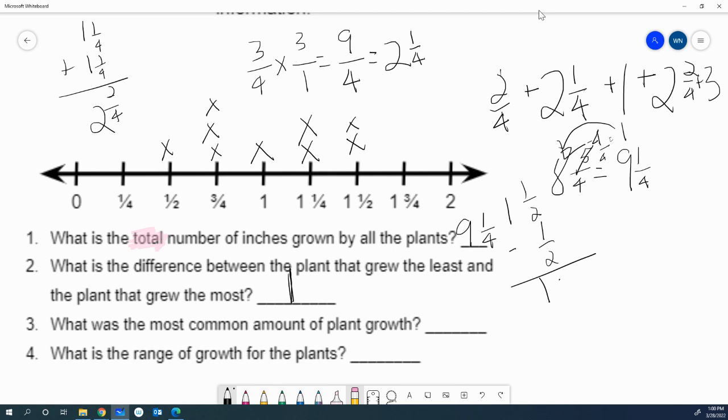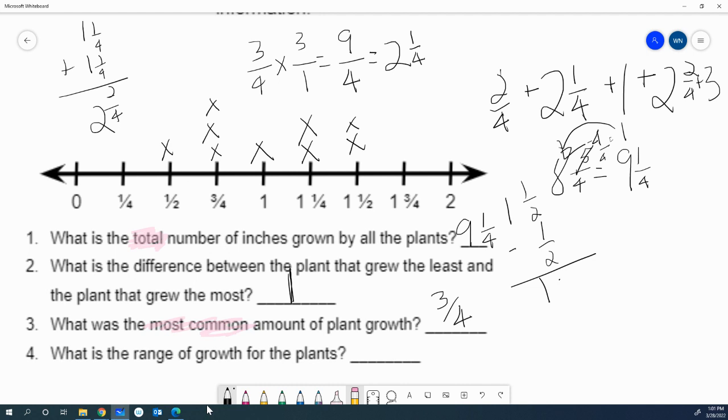What was the most common amount of plant growth? Anytime we're looking for most common, it means we're going to be looking for the one that has the most X's. So for this one, as you can see, the 1 1/4 and 1 1/2 have 2 X's each. And our 3/4 has 3 X's. So I know that the most common was 3/4.